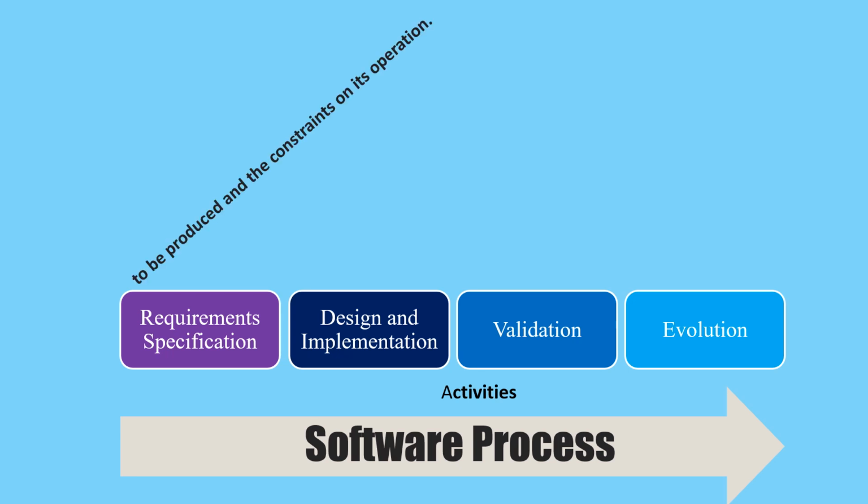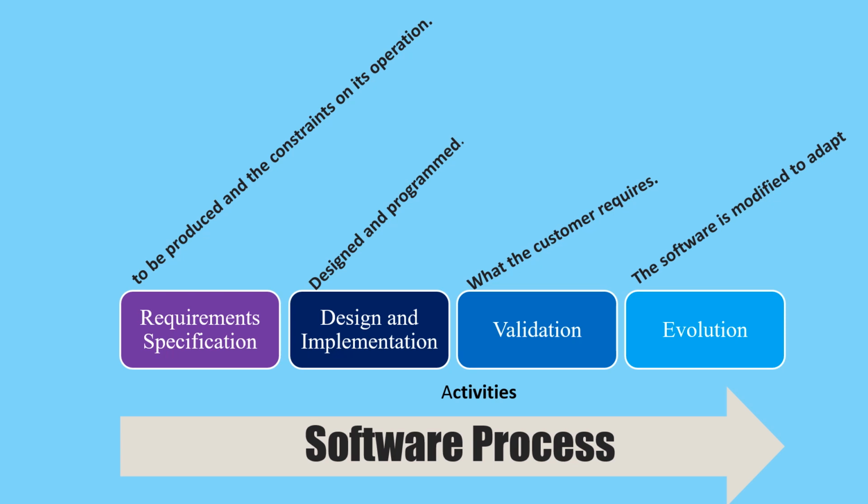Software specification, where customers and engineers define the software to be produced and the constraints on its operation. Software development, where the software is designed and programmed. Software validation, where the software is checked to ensure that it is what the customer requires. Software evolution, where the software is modified to adapt it to changing customer and market requirements.